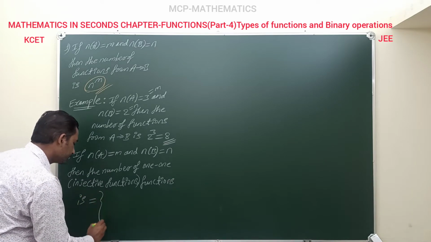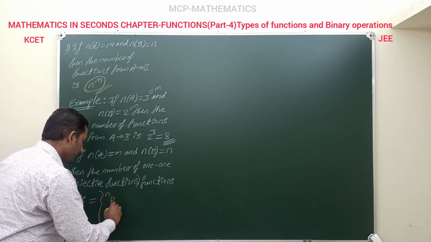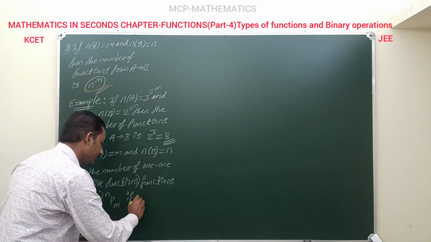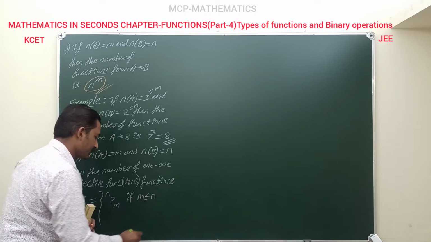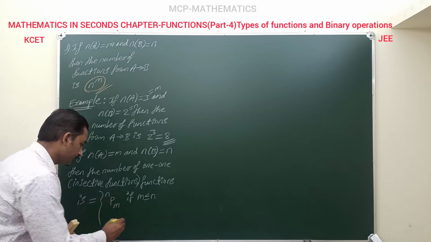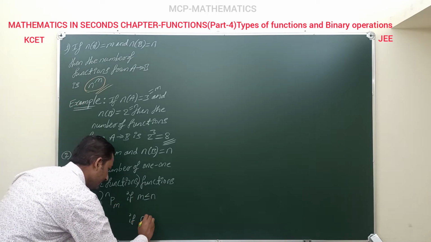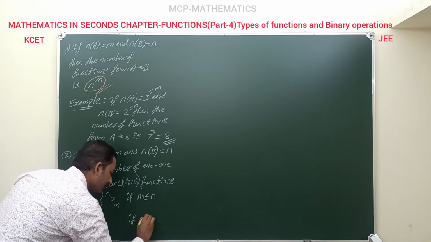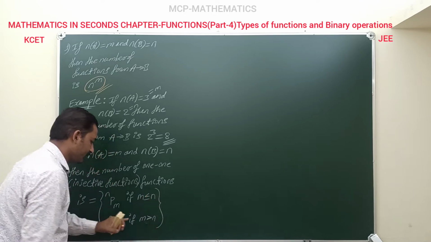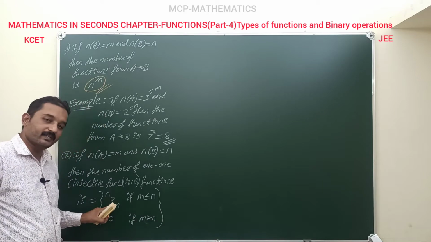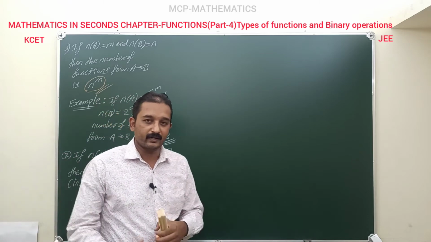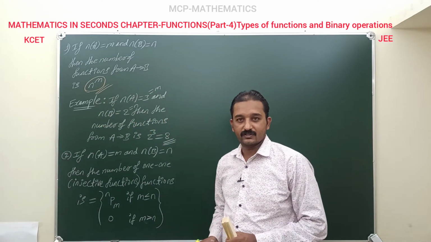equal to nPm, if m is less than or equal to n. So nPm is defined when m is less than or equal to n. If m is greater than n, the number of injective functions becomes 0. It is not defined; if m is greater than n, it is equal to 0. So using this shortcut, we identify the number of one-one or injective functions.